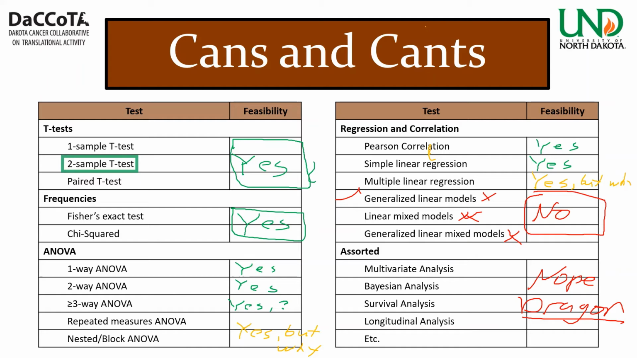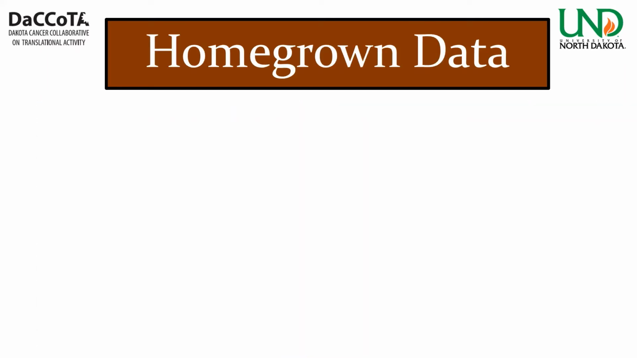So for t-test, we'll do a 2-sample t-test. It's probably the most common. With frequencies, we'll check out the chi-squared. For ANOVA, we'll ease our way in with 1-way ANOVA. And then regression and correlation, we'll do both correlation and simple linear regression. Now, let's grow our data, shall we?